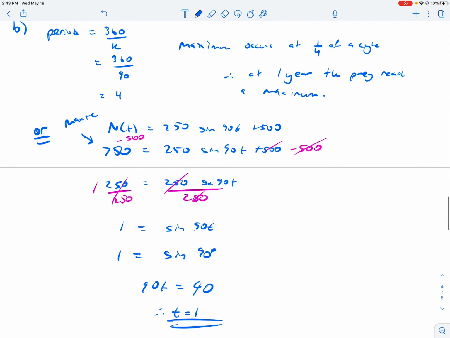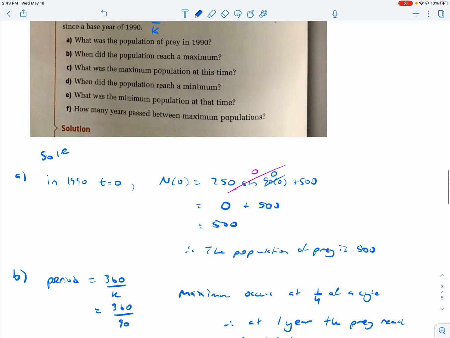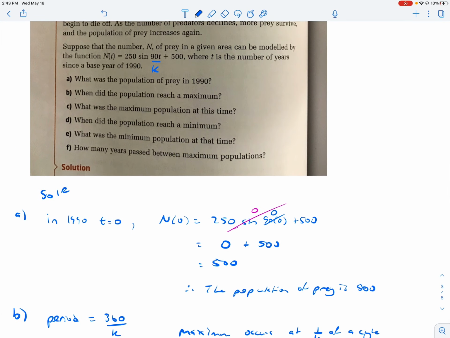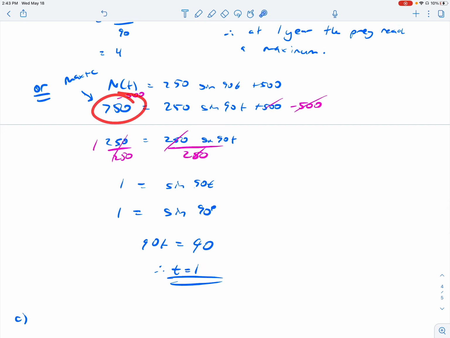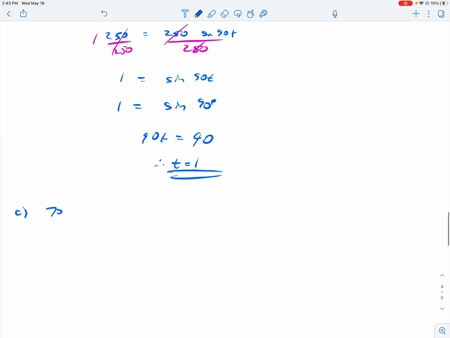Okay, part C. What was the maximum population at this time? Well, we already found that out. Maximum is 750. 750 prey.